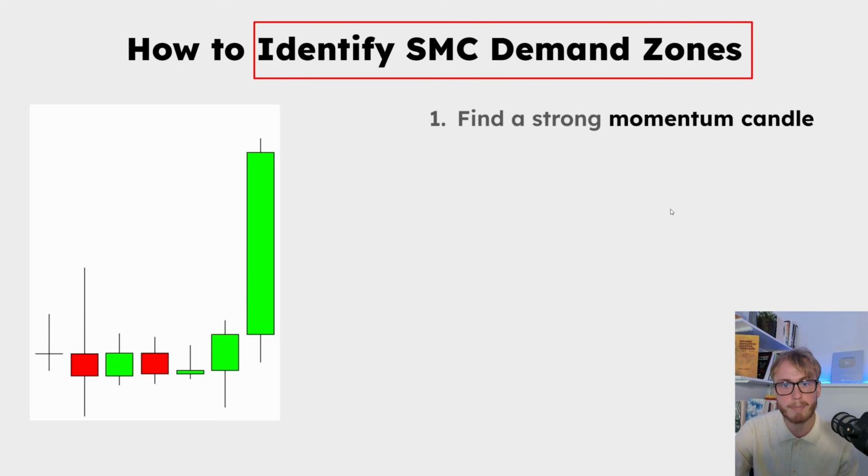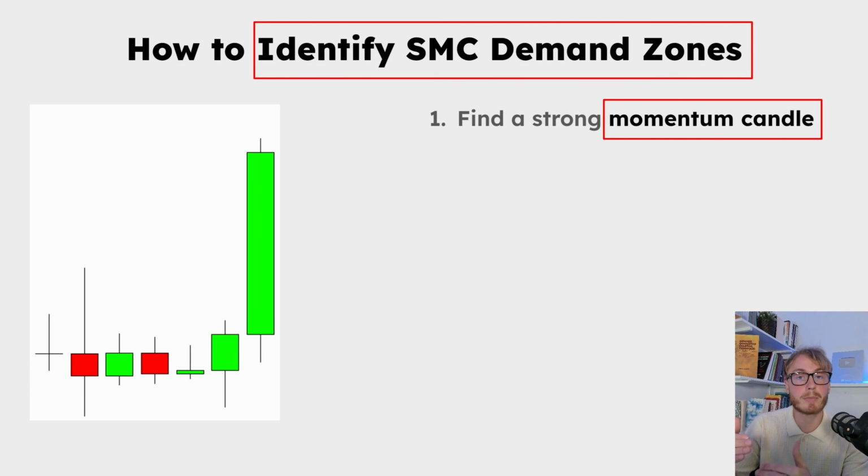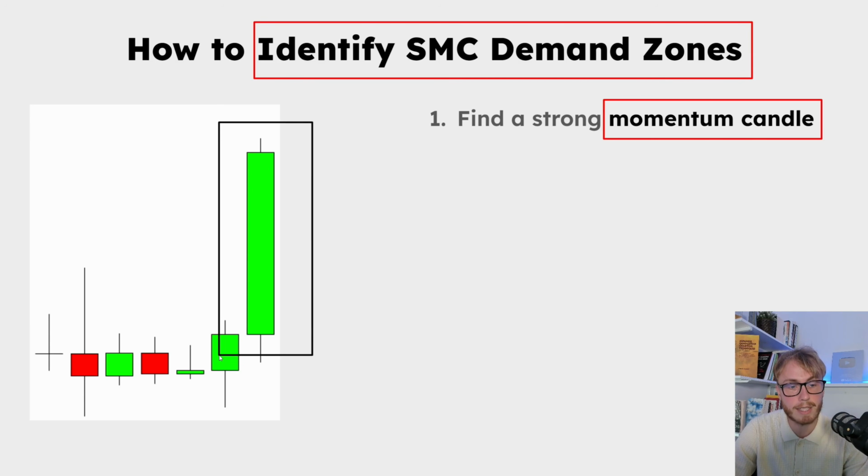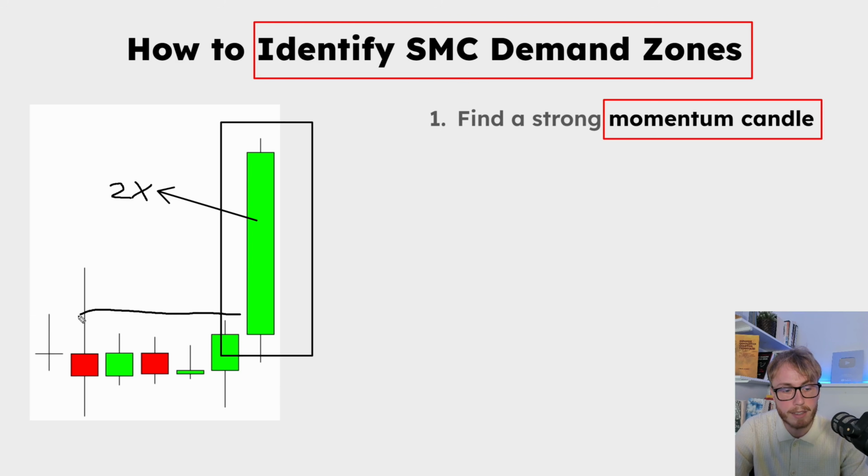Step number one here is that we need to find a strong momentum candle. And what is a momentum candle? Well, in simple terms, a momentum candle is a candlestick with a strong and sharp price movement. So as an example, this candle right here is a momentum candle. And to make this simple, what I'm looking out for when I'm looking out for momentum candles is that I want this candle to be at least twice the size compared to the real bodies of the previous candles.